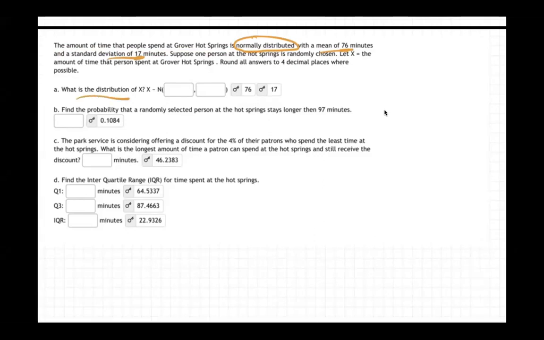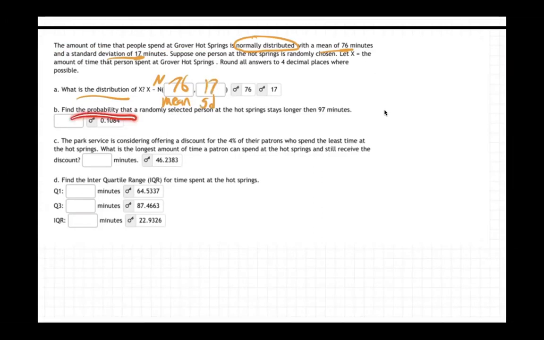All right, first off, what's the distribution? See, the N there stands for normal. And they want us to put 76. So they want you to just simply put the mean and the standard deviation. So that's easy.